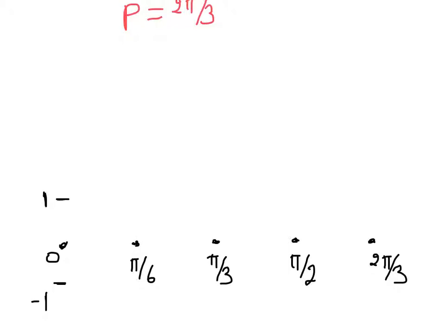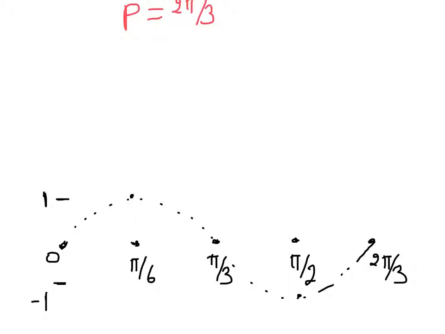Now, to graph a sine function, the sine of 0 will be 0. At pi over 6 it's going to go up to 1. At pi over 3 it's going to come back to 0. At pi over 2 it's going to go to -1. And at 2 pi over 3 it's going to go to 0.